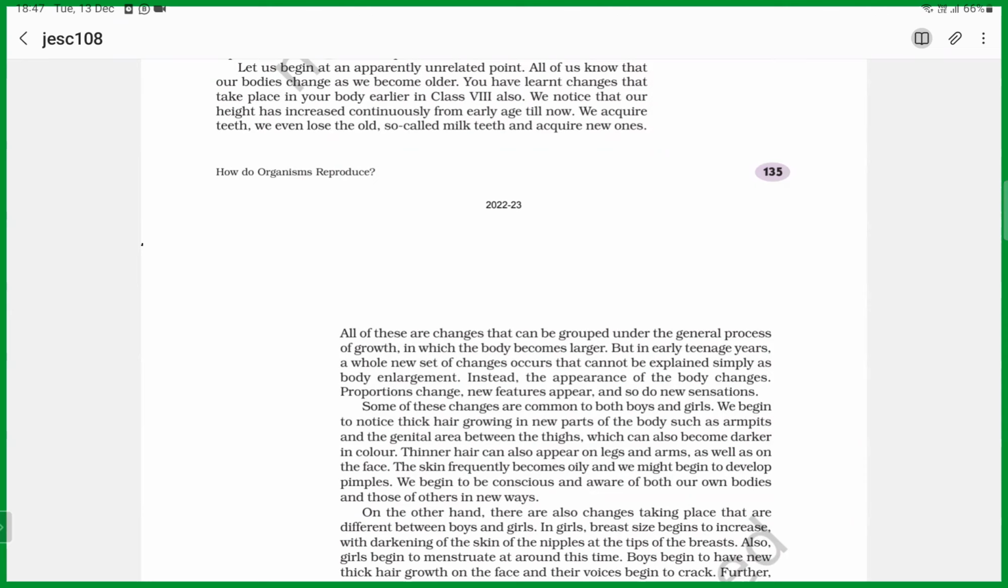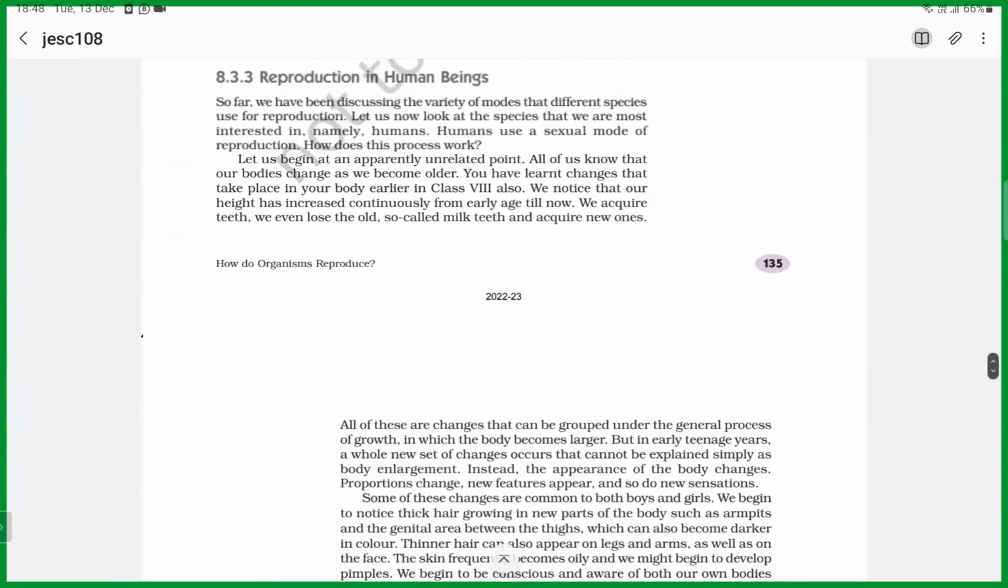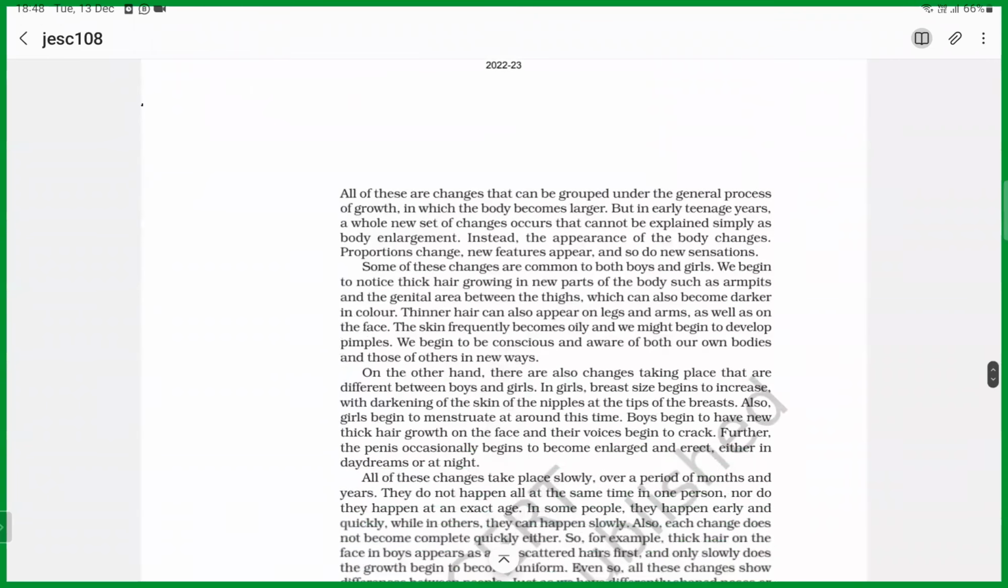What is an oviparous animal? Egg-laying animal. Viviparous, live young-producing animals. All these connected terms you should be aware of, about humans and other mammals. Okay, fine, good.